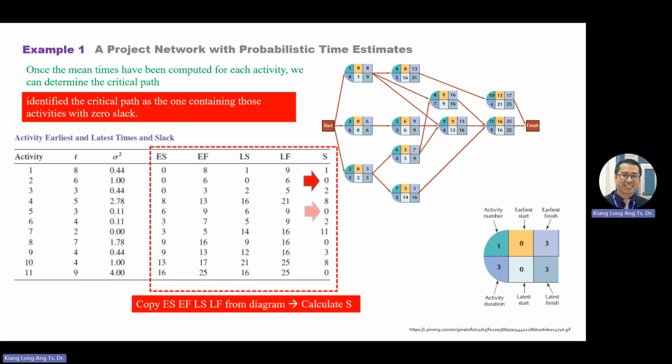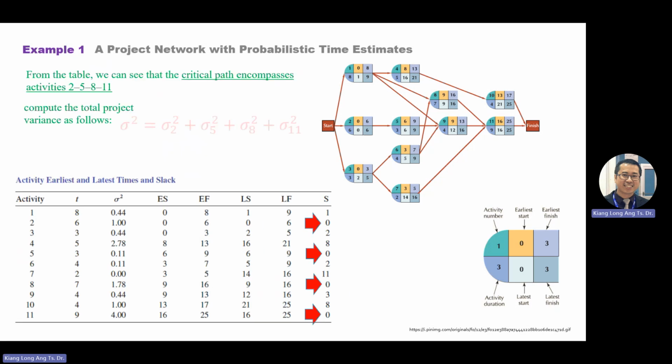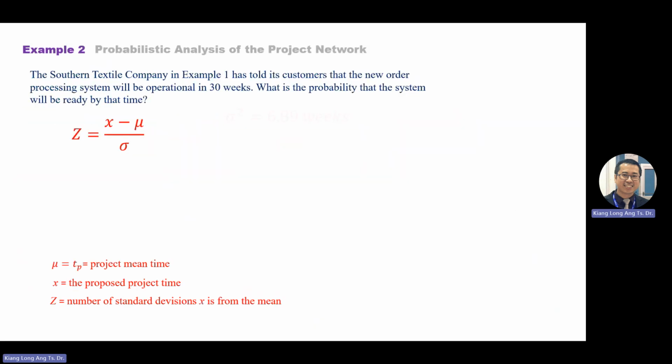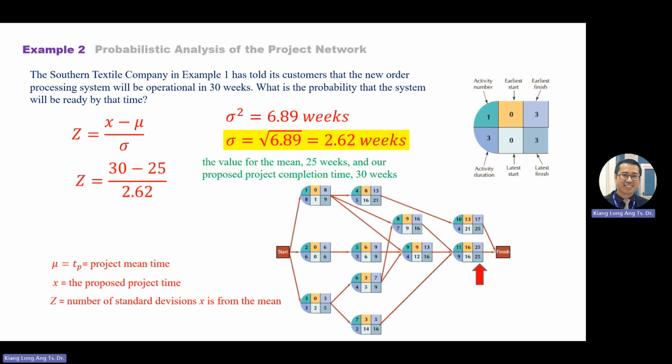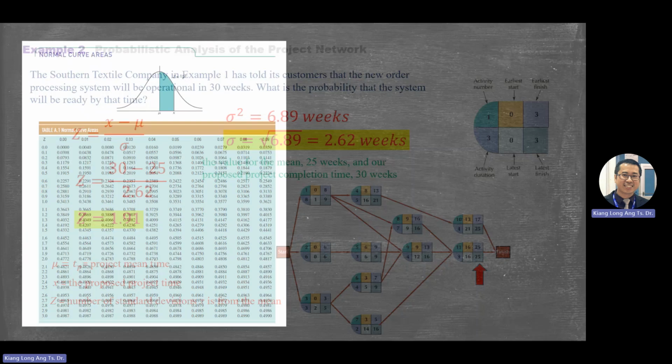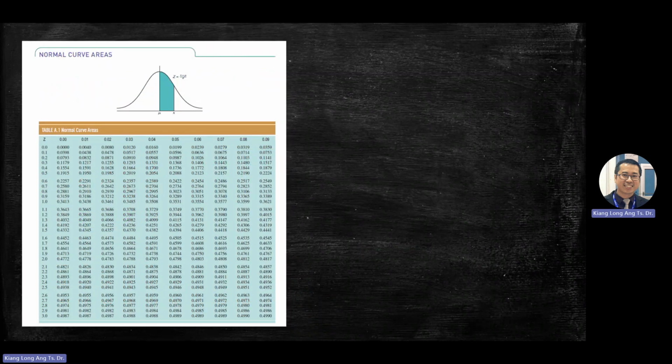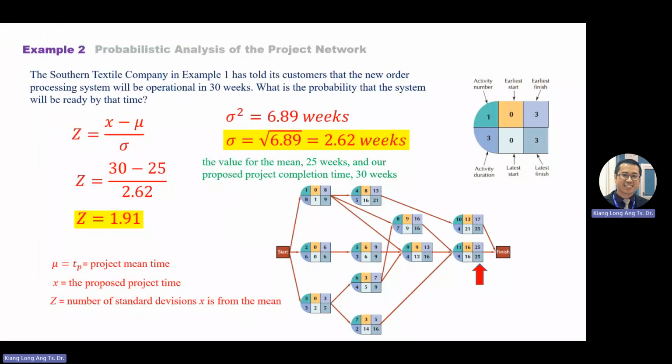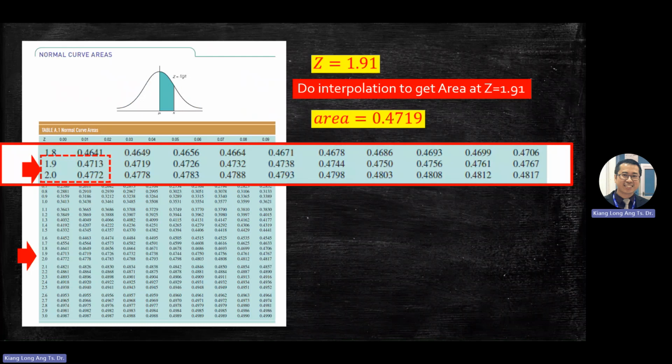We guess whether it is a success or not using z equals x minus mu divided by sigma. Again, for the z value that we read from this table, for the normal curve area, we are using the standard deviation.